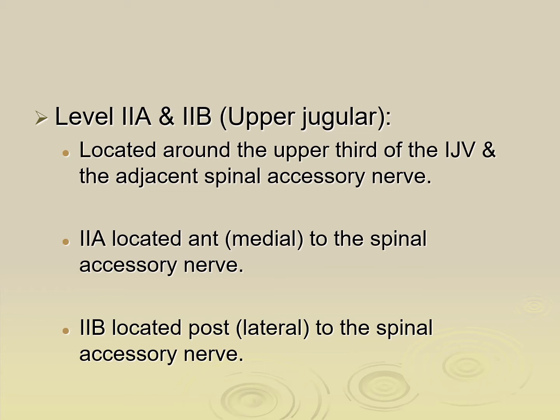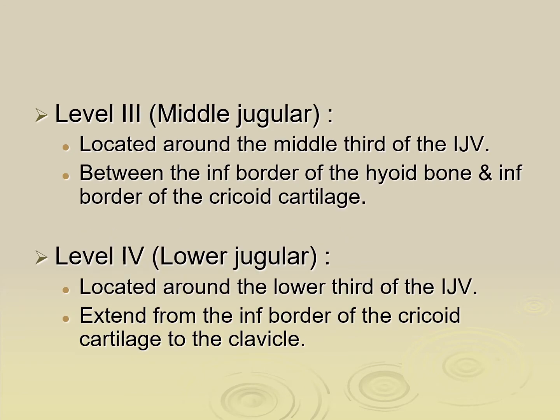Level 2 is divided into two sublevels, the upper jugular. It is located around the upper third of the internal jugular vein, adjacent to the spinal accessory nerve. 2A is located anterior to the spinal accessory nerve. 2B is located posterior to the spinal accessory nerve.